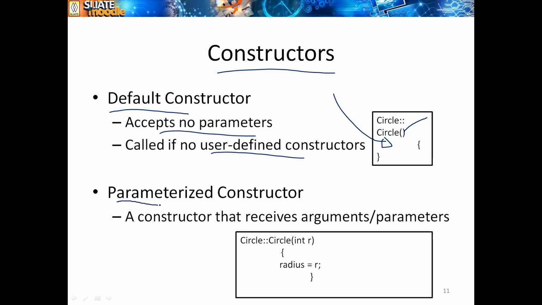Parameterized constructor. You can see Circle is the method name, and this is the class name. Here also this is the class name, and this is the method name. A method created with the same name as the class is called a constructor. But when someone passes arguments or parameters, it is called a parameterized constructor.